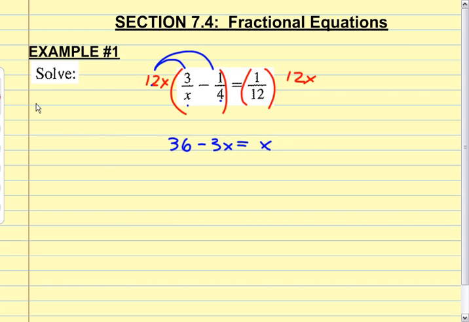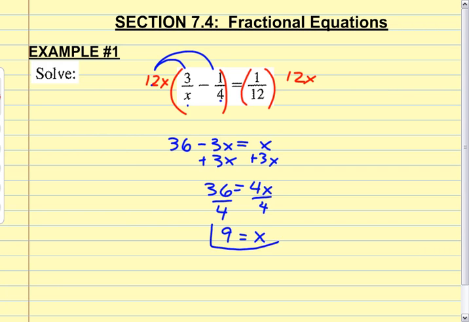Where do I go from here, Sophia? Just add 3x. Yep, you got it. I'm going to get 4x, right? Divide both sides by 4, and what do I get? X equals 9. X equals 9.